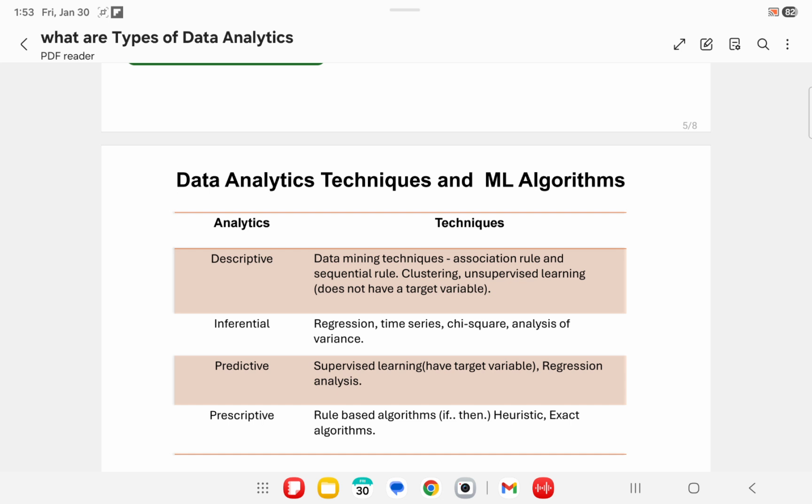Next come the most popular inferential techniques, which are regression and time series. Regression analysis shows the relationship between variables. If the objective is to predict continuous values, then regression would be the most suitable choice. Regression estimates the dependent variable by knowing the independent variable.